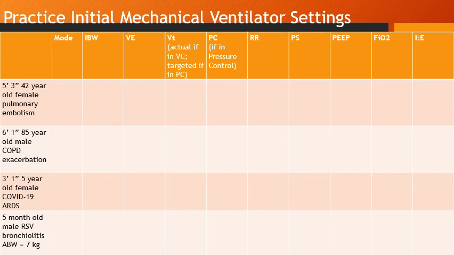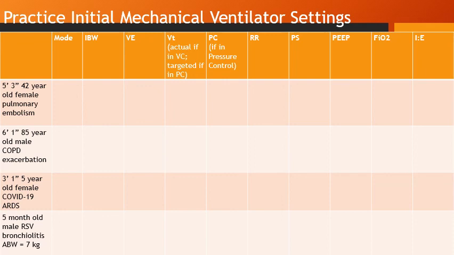And then what you need to do is go through and fill out the ventilator settings for each of these 4 patients. So for each patient, you're going to pick which mode you would put them in. You are going to calculate their ideal body weight, calculate their minute ventilation, calculate their tidal volume. Now that's going to be their actual tidal volume. If you are in volume control breath type, it'll be their targeted tidal volume.